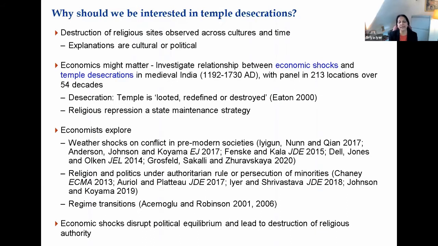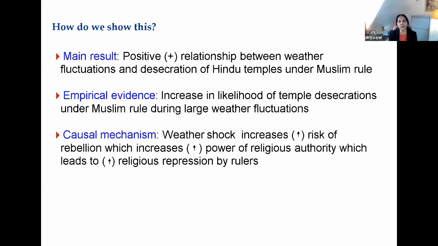And what we're arguing here in this project is that economic shocks disrupt a political equilibrium and might lead to the destruction of religious authority. How do we actually show this? So our main result is that there is a positive relationship between weather fluctuations and the desecrations of Hindu temples under Muslim rule. And what I'm going to be showing you is empirical evidence that suggests that there is an increase in the likelihood of temple desecrations under Muslim rule during periods of large weather fluctuations. And I'll say more about what I mean by that.